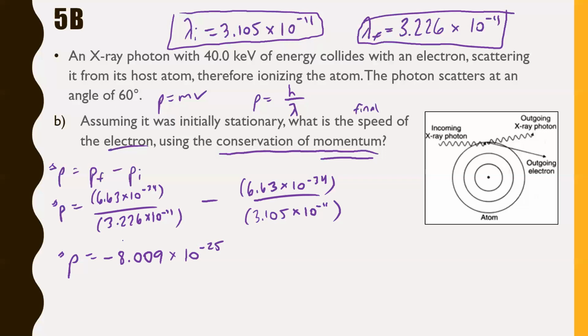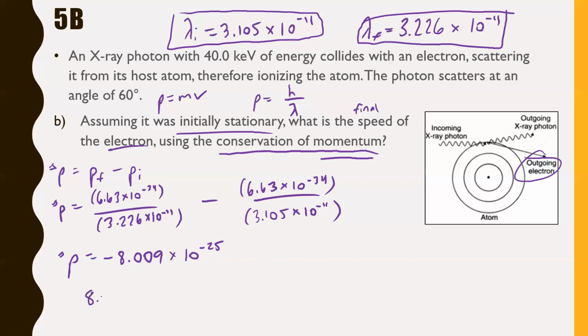Now this negative just means we're losing momentum on our X-ray, so that momentum has to go somewhere. Conservation of momentum is one of our fundamental rules in physics. That momentum has to go somewhere, and obviously it's being transferred to your electron. Since the electron initially had no velocity, its initial momentum had to have been 0. So all of this momentum is being passed on to the final momentum of the electron. The negative just indicates direction. We're losing it on the photon, and we're gaining it on the electron. So the momentum of the electron is positive 8.009 times 10 to the negative 25.